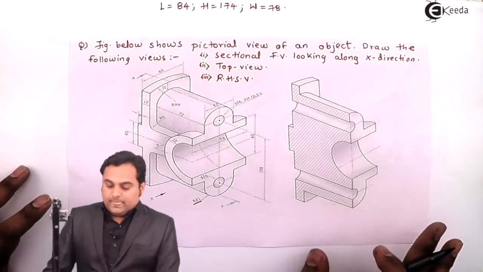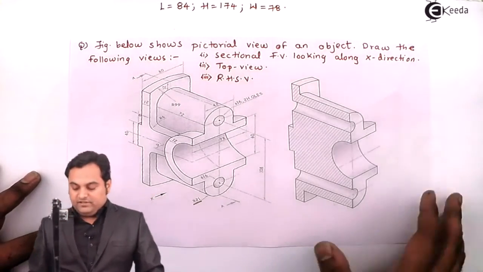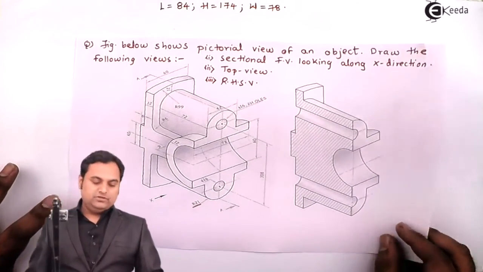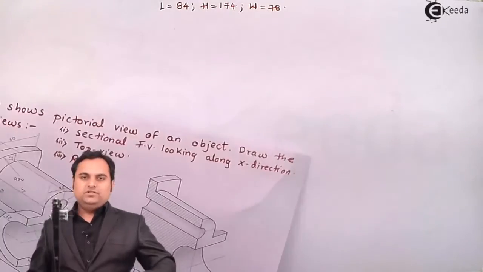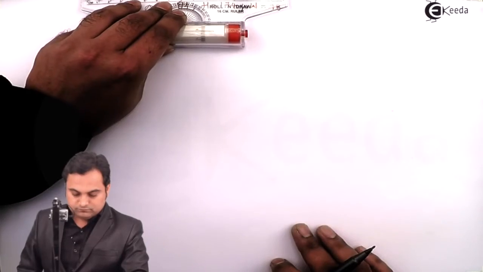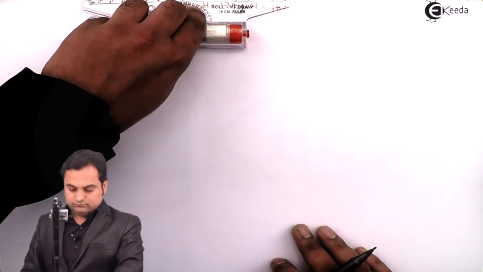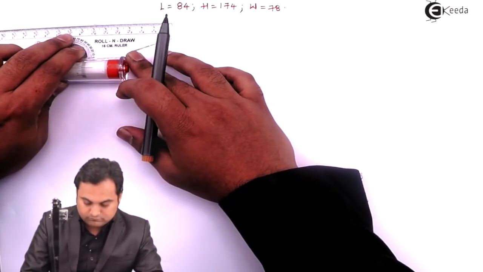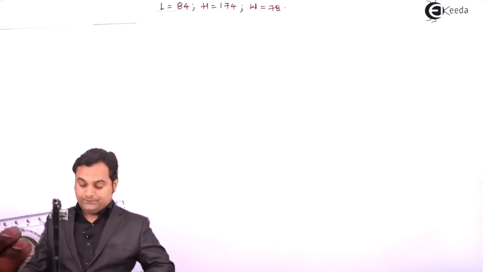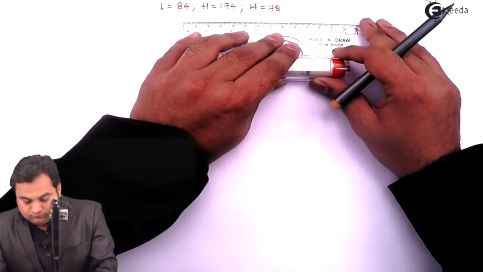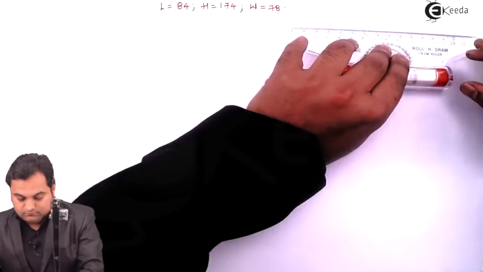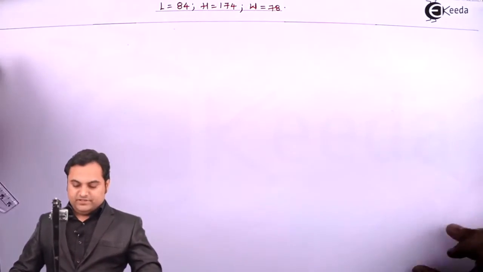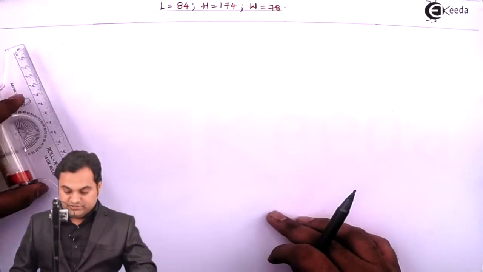Then after the length, height and width have been calculated, here I'll explain the spacing, that is where to draw the front view, top view and side view. So let us get started with the solution to this problem. Now in order to understand the spacing, first I'm marking the total height, which is 174 mm.